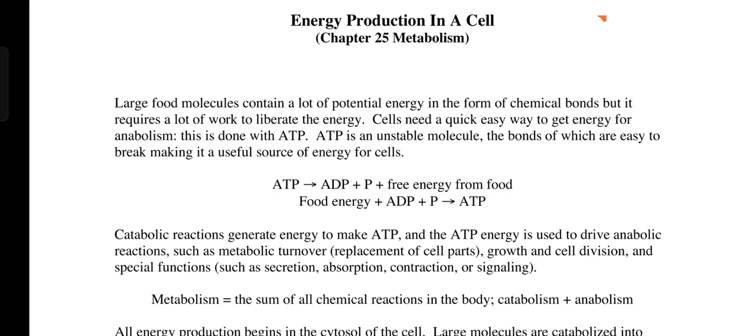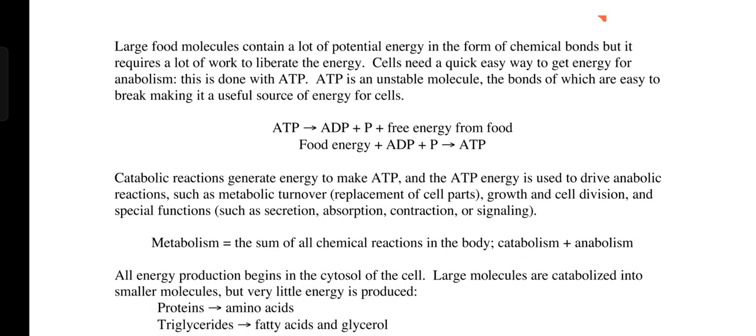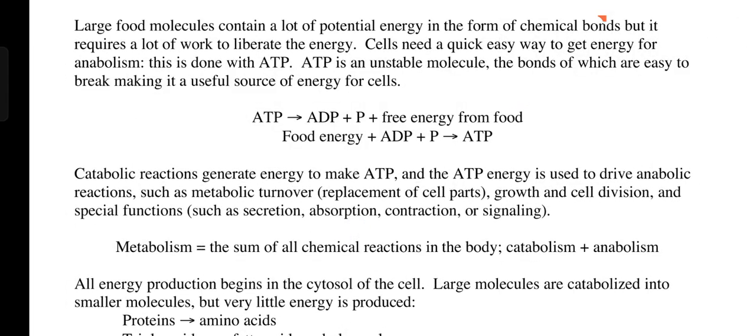Today I am going to read a chapter, Energy Production in a Cell, of Organic Chemistry. Large food molecules contain a lot of potential energy in the form of chemical bonds, but it requires a lot of work to liberate the energy. Cells need a quick, easy way to get energy for anabolism, which is done with ATP.